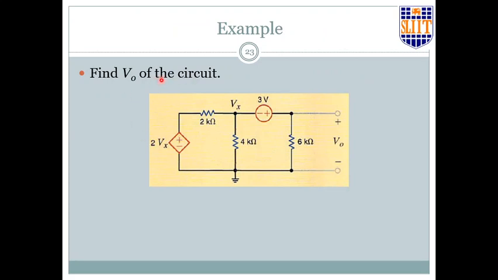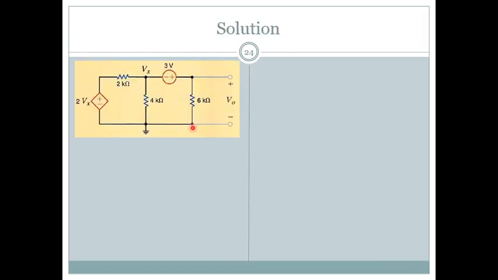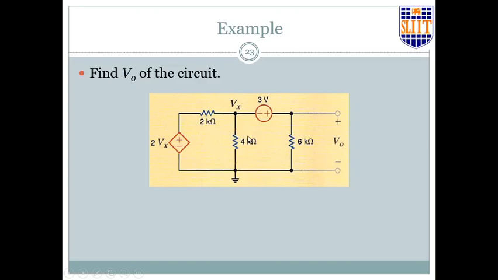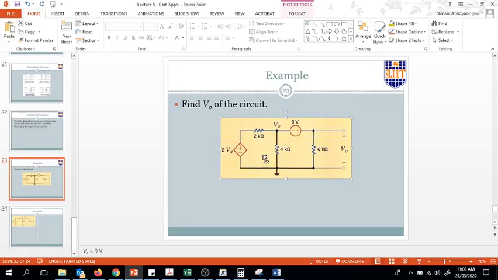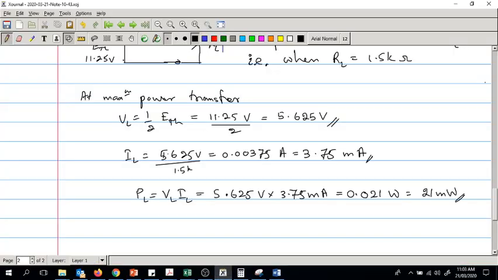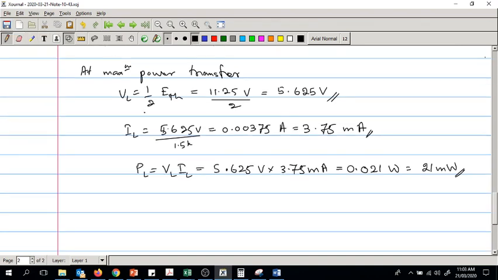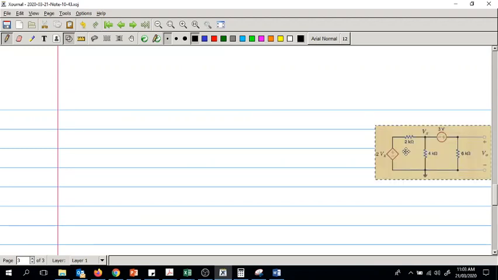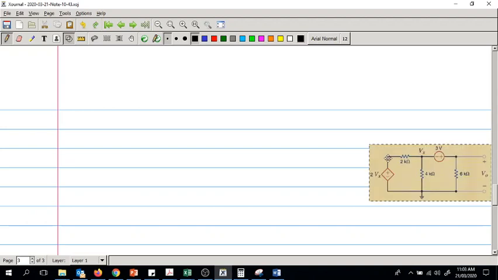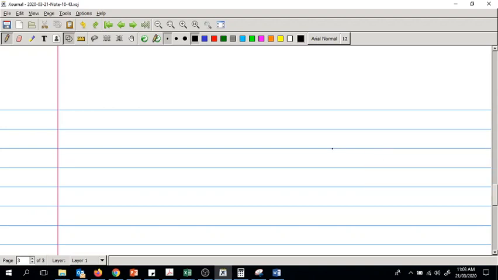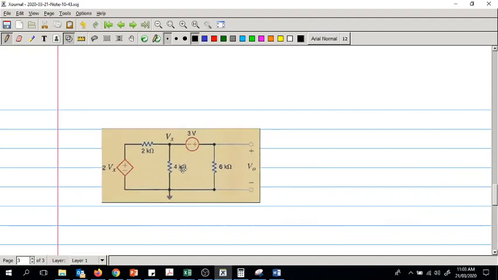Find V out of the circuit. So that is this voltage of the circuit in here. Anyway, we'll take this out and that's easier for us, right? Okay, let's go to a new page. It's a little too small, right? Okay, this is good.